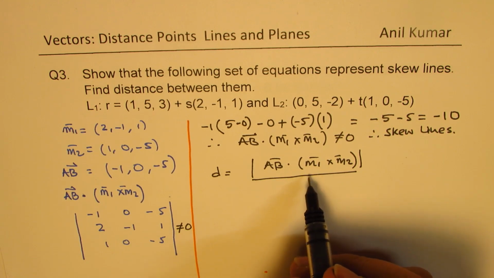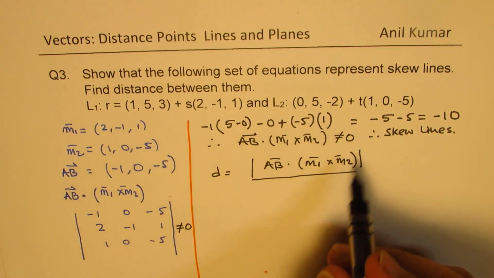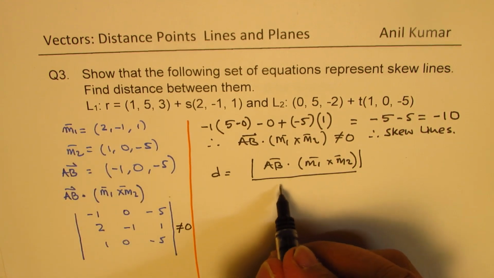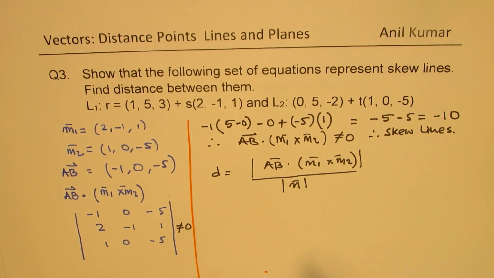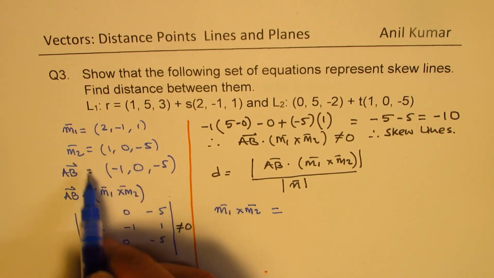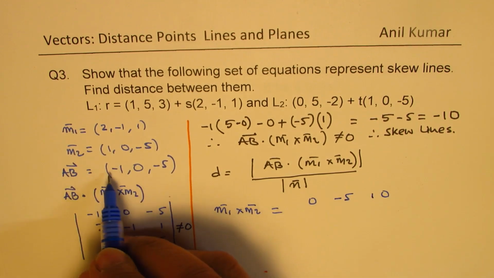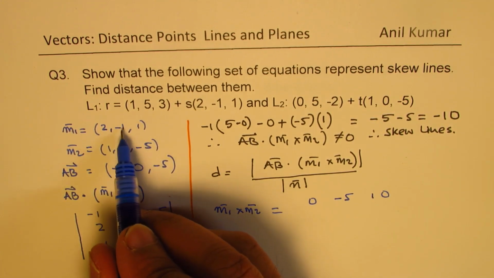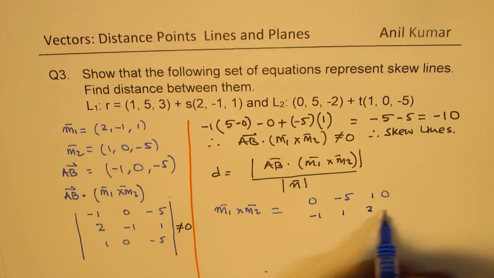Divided by the magnitude of the normal, which in our case was what? We didn't really calculate that. So let's calculate the magnitude of the normal. Let me write magnitude of normal here. We need to calculate M1 cross M2. So M1 cross M2 is basically equal to, let's rewrite this. We have 0, minus 5, 1, 0, and I wrote the other way, doesn't matter. So we have here minus 1, 1, minus 1, 1, 2, and then minus 1.